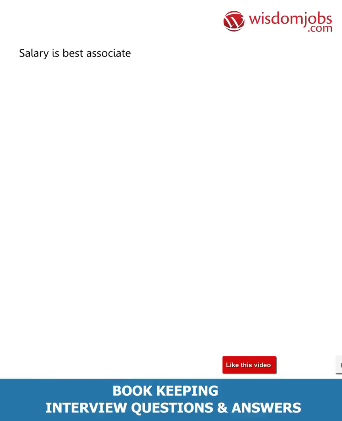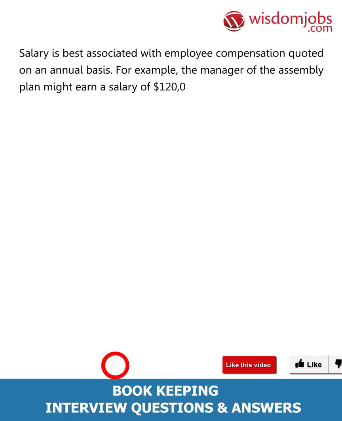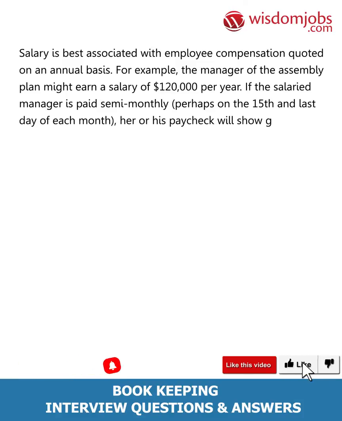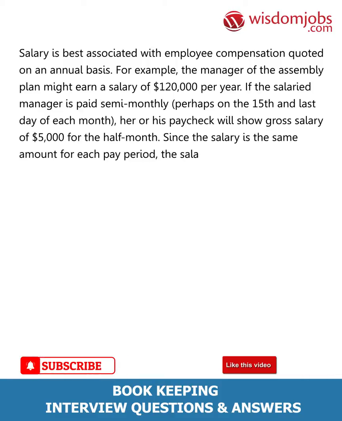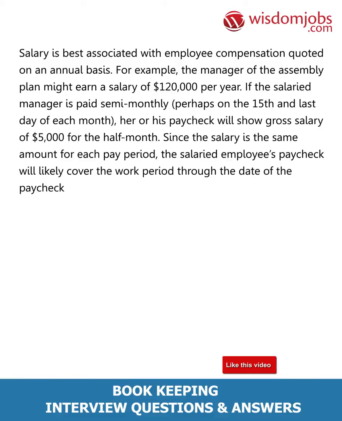Salary is best associated with employee compensation quoted on an annual basis. For example, the manager of the assembly plant might earn a salary of $120,000 per year. If the salaried manager is paid semi-monthly, perhaps on the 15th and last day of each month, her or his paycheck will show gross salary of $5,000 for the half month. Since the salary is the same amount for each pay period, the salaried employee's paycheck will likely cover the work period through the date of the paycheck.